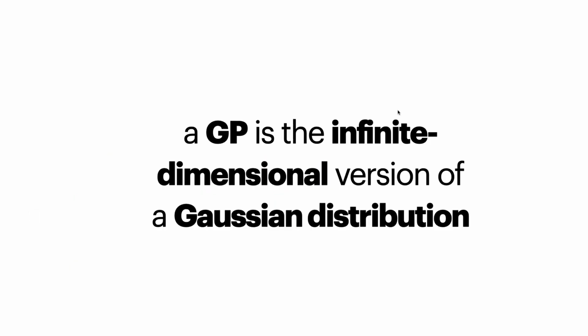Anyway, such details aren't important. What is important is that we can, at last, characterize a Gaussian process as follows. A GP is just the infinite dimensional version of our old friend, the multivariate Gaussian distribution.